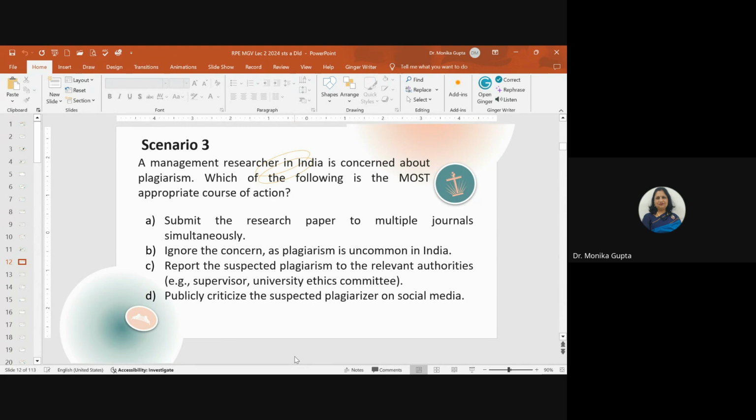What should be the most appropriate course of action? I think it was the third one. Which one? Third one, C. Okay, C, right. Others also should try. Yes, ma'am and sir, both are right. We should report the suspected plagiarist to the relevant authorities, maybe supervisor or university or ethics committee. Very right. Okay, now let us move further.